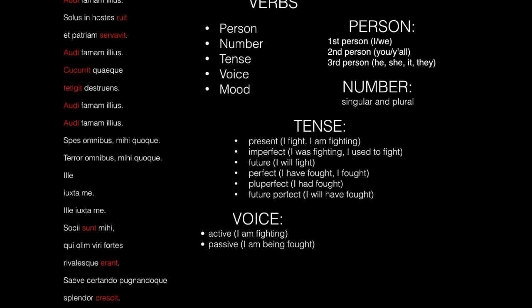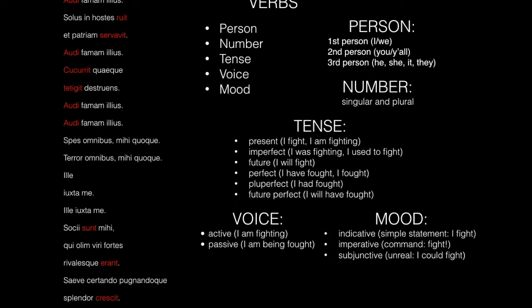And then finally, mood. Mood is what I think of as the reality of the verb. Is the verb a simple statement? That's indicative. I fight. It's a thing that is happening. Imperative is a command. Fight. Or subjunctive, which is used in subordinate clauses or unreal situations like I could fight, I might fight, I would fight.